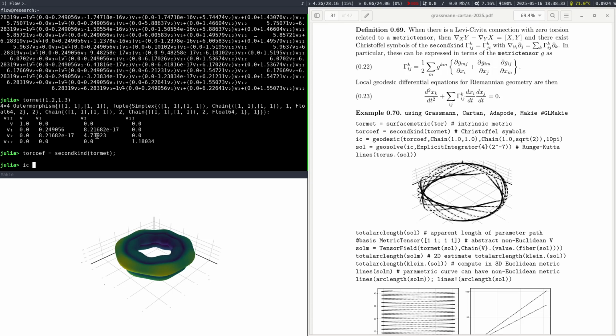So in order to solve the local geodesic differential equation, we need an initial condition for the differential equation solver. And that's what we're going to create right now. And we're going to use these Christoffel symbols. Then we're gonna pick a point on the parameter space. Then we're gonna pick a direction or a vector. Then we're gonna pick a time, a maximum time for the integral.